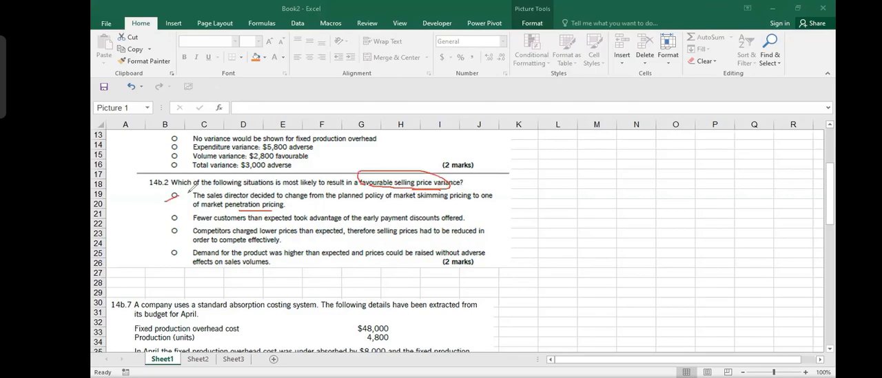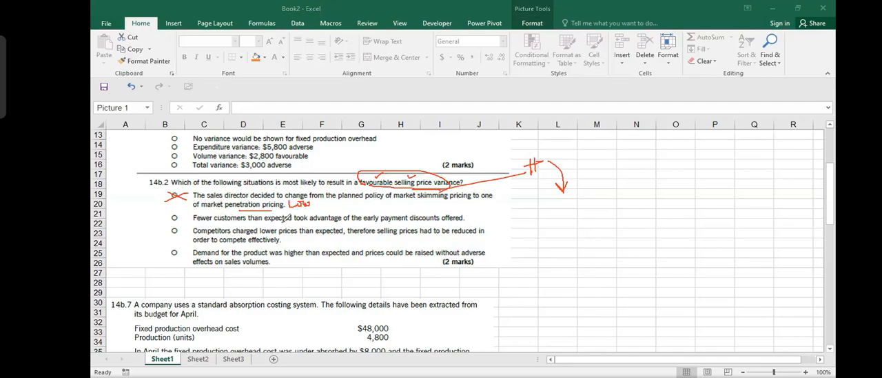No, this will not. Because you are moving from skimming to penetration. You should remember that market skimming means higher prices, and market penetration means lower prices. So when you are moving from skimming to penetration, you are decreasing the prices. You have decided to decrease the price. So if you are decreasing prices, you cannot have a favorable selling price variance. Actually, this strategy will give an adverse selling price variance. A is not the answer.